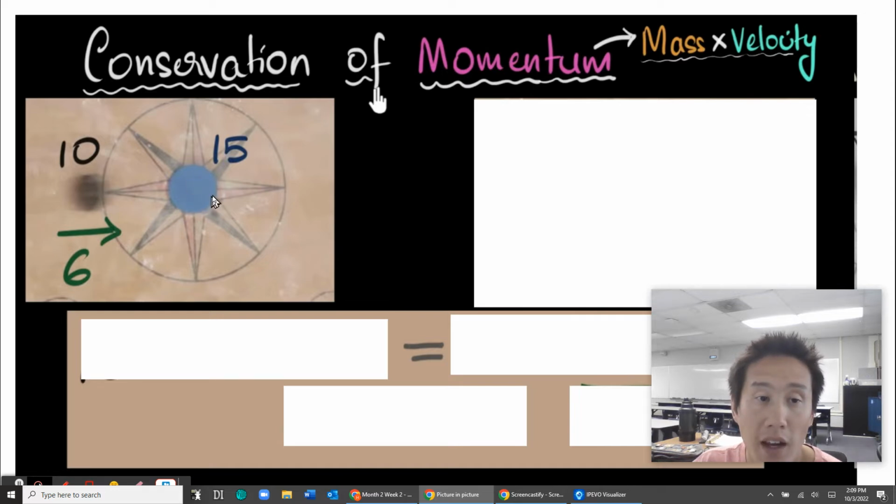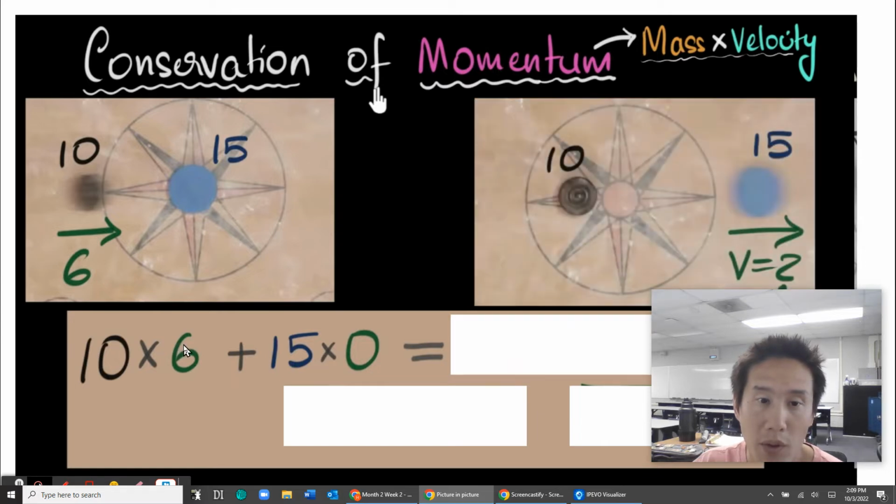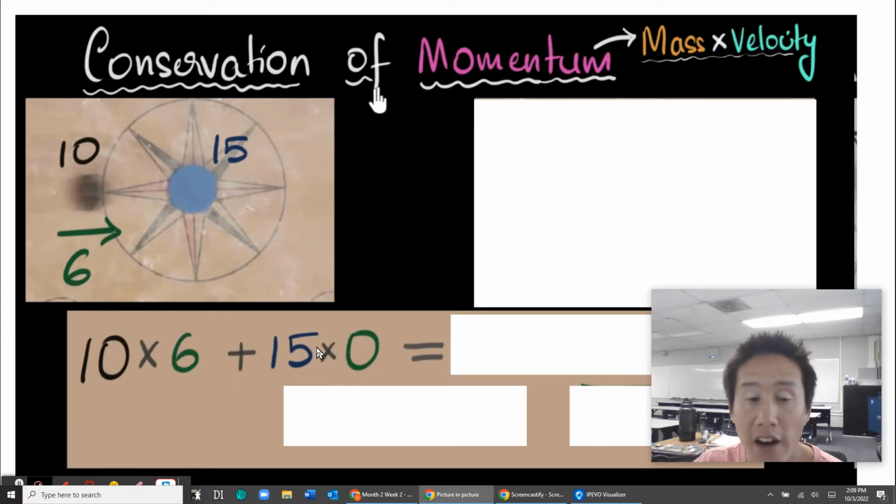Look at this guy. He has a mass of 15 because he's obviously bigger than that button, but he has no velocity. He's just sitting still. So how are we going to set that up? We calculate the momentum, which is mass times velocity: 10 times 6, plus 15 times 0. In our heads, 15 times 0 is 0, plus 10 times 6, that's a total of 60 on this side, so keep that in mind.